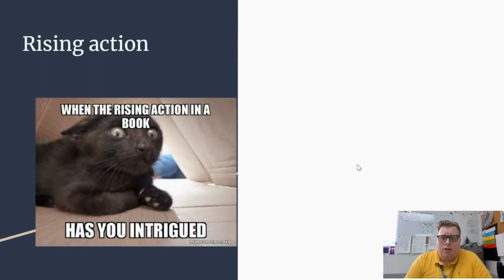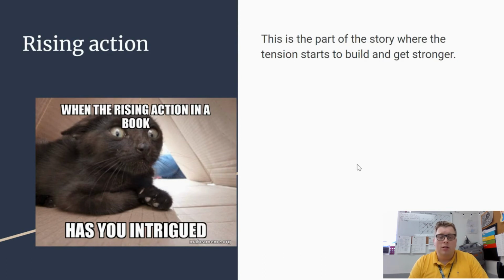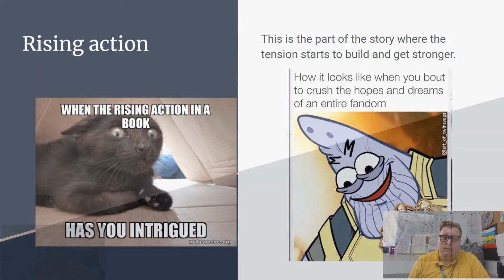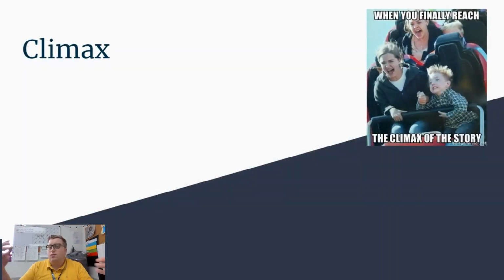After the exposition, we have the rising action. The rising action is the part of the story where the tension starts to build and to get stronger. It's the part where you know that Thanos is coming and he's starting to acquire all of those Infinity Stones, and the conflict between him and the Avengers is getting closer and it's getting bigger. So the rising action rises and rises until there's so much tension that we get to the climax.